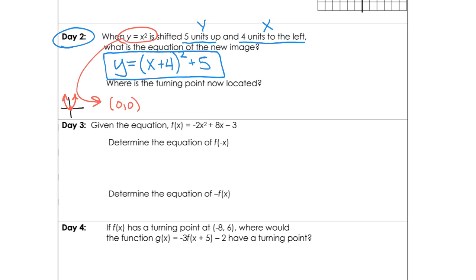Okay. And so if we take that turning point and we move it 4 units to the left, now it would be located at -4, comma, and if it went 5 units up, it would be at +5. And so there's your new turning point.